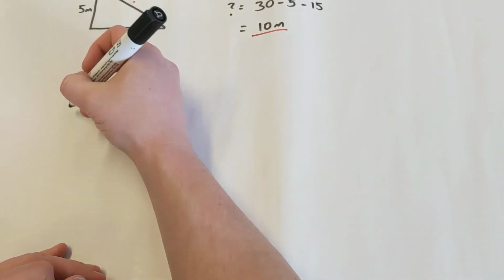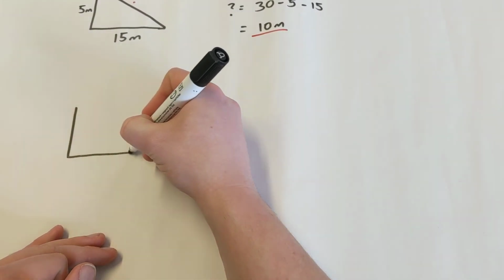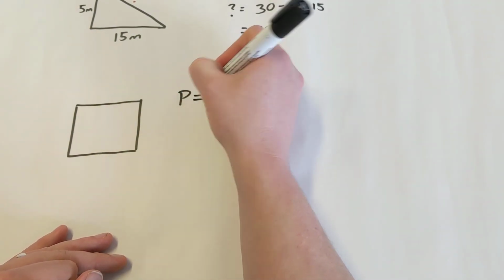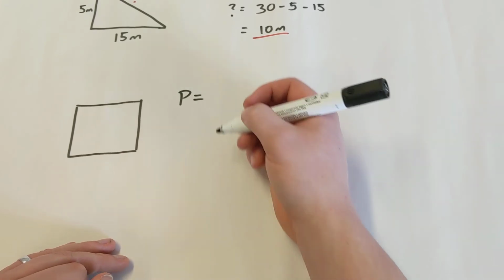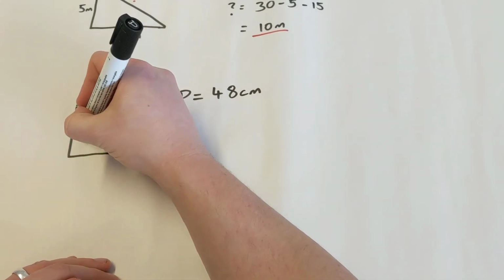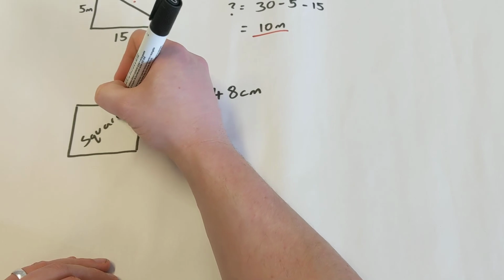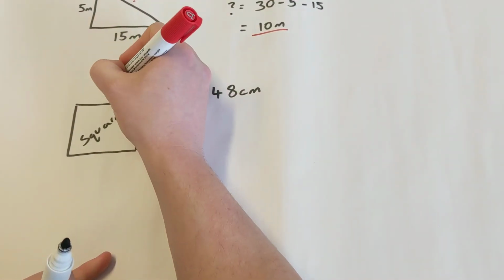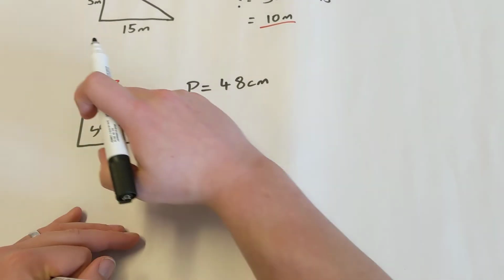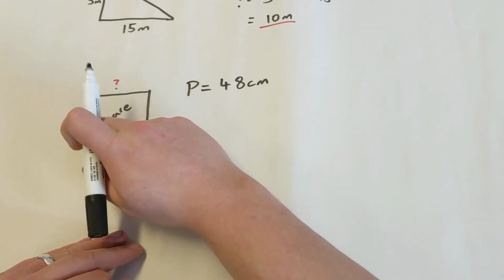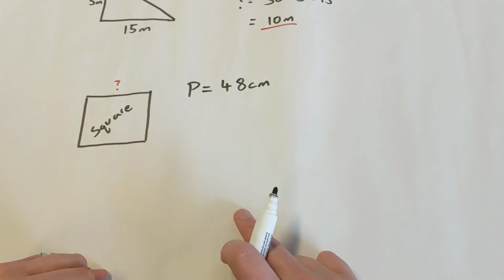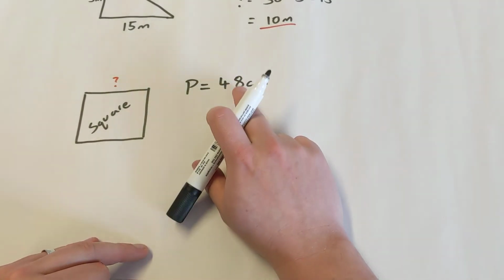And so let's look at another one with a missing side. Let's say the perimeter of this is 48 centimeters. And all you're told is that it is a square. And they want to know how long one of the sides of it is. Well, if this is a square, all 4 of these sides have to be the same, don't they? And so each of these sides has to be the same, and they all have to add up to 48. So, how could we do this?